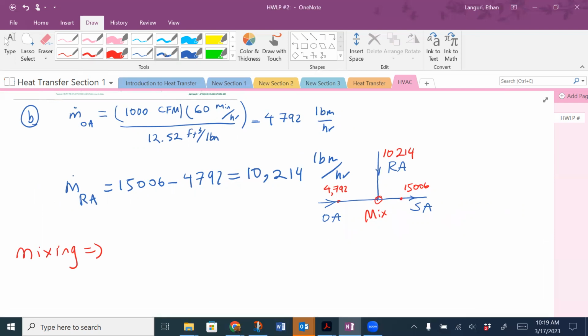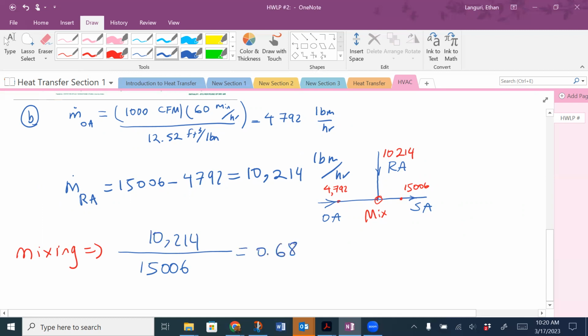In order to show it on the psych chart, I need to show the fraction of the supply air coming from what source. Basically, all I'm saying is that if my total supply air is 15,006, what fraction of it is coming from return? So 10,214 over 15,006 gives me 0.681, or 68% of my supply air coming from my return air, and again the remainder coming from my outdoor air.